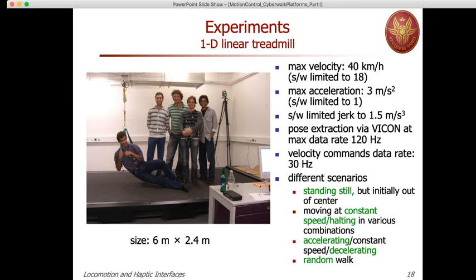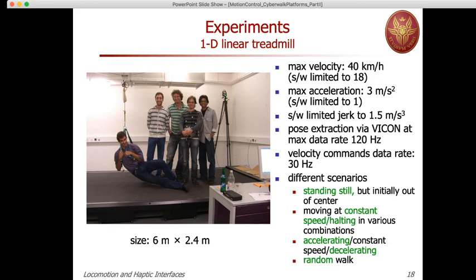We extracted the position of the user via a Vicon. Here, the data rate is much faster, up to 120 hertz, so 120 measurements per second. I remind you that we had a rate of 10 hertz in the other system. Although, in that case, we were not using the Vicon, we were reconstructing the position and also the orientation of the body of the user with the particle filter method, which was way more accurate, but probably excessive in that case. The limitation here comes from the update rate for the commands, which was limited to 30 hertz for the hardware that was available.